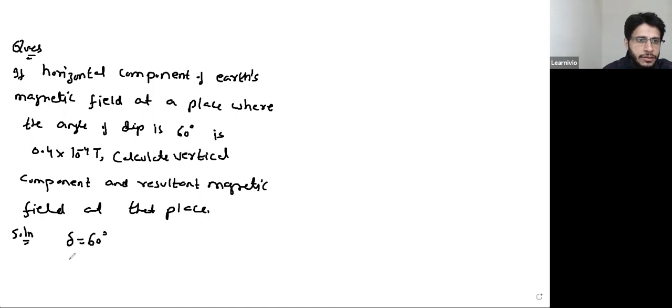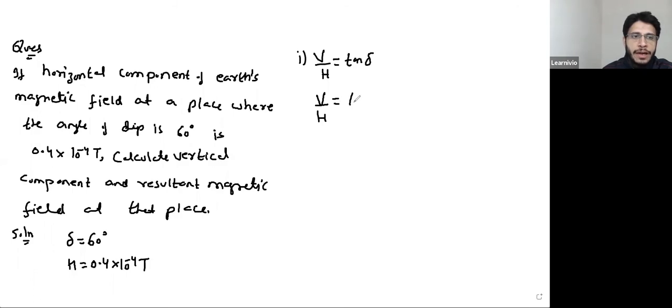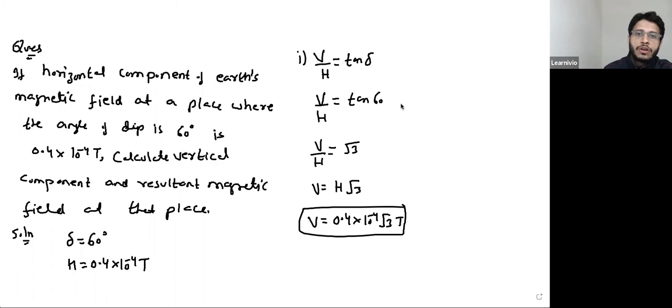Delta is 60 degrees. H is 0.4 into 10 raised to the power minus 4 Tesla. So using this, first you can calculate V. See, V by H is tan delta, right? So V by H is tan 60, so V by H is root 3. Your V comes out to be H root 3. So V is 0.4 into 10 raised to the power minus 4 root 3 Tesla. So this is the value of the vertical component.